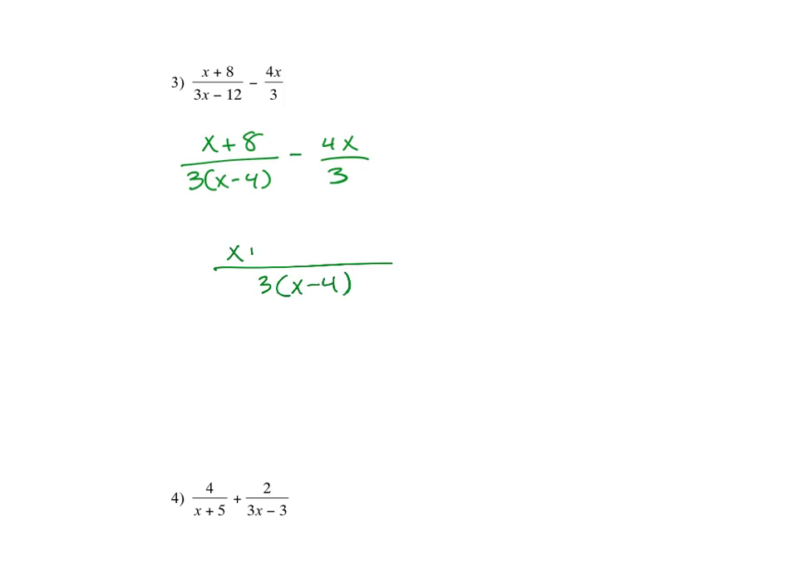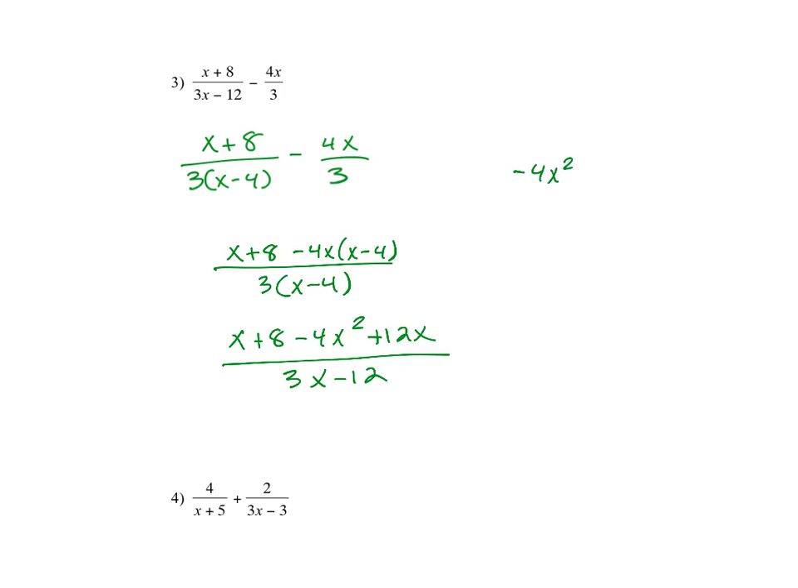So my first fraction, I already have the same denominator. And on my second fraction, I'm missing the x minus 4. So that means I have x plus 8 minus 4x squared plus 16x. And I'm going to divide that by 3x minus 12. So I'm just simplifying again: negative 4x squared plus 13x plus 8 divided by 3x minus 12.